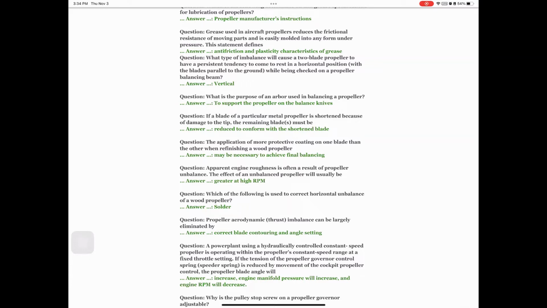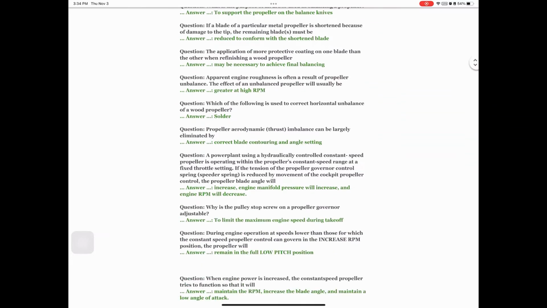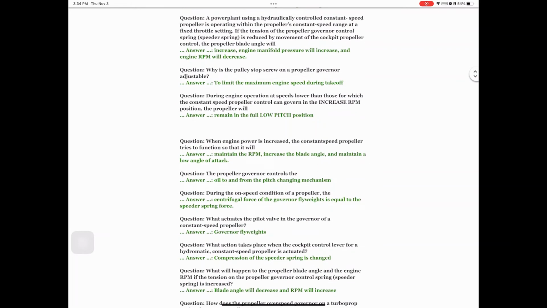Question. A power plant using a hydraulically controlled constant speed propeller is operating within the propeller's constant speed range at a fixed throttle setting. If the tension of the propeller governor control spring, speeder spring, is reduced by movement of the cockpit propeller control, the propeller blade angle will: Answer. Increase. Engine manifold pressure will increase, and engine RPM will decrease.